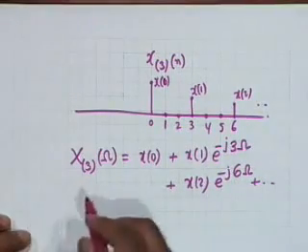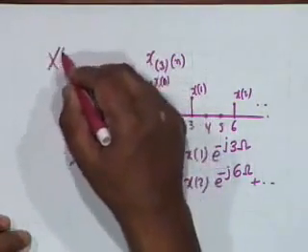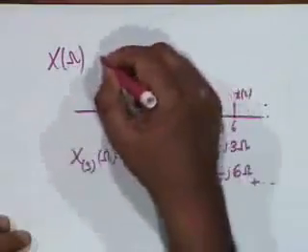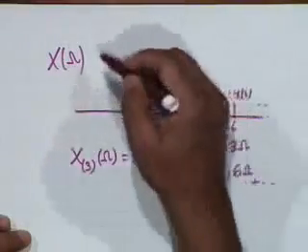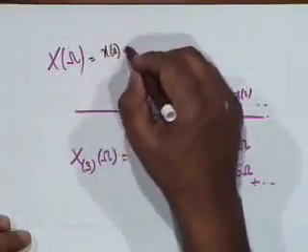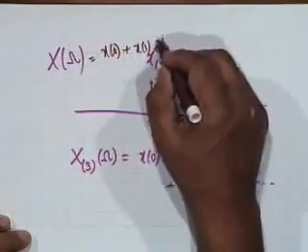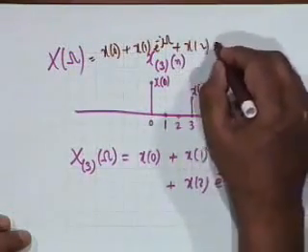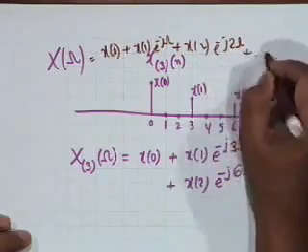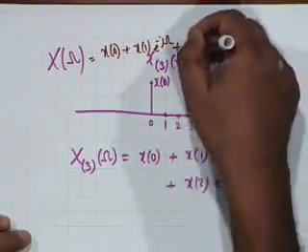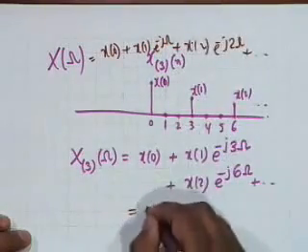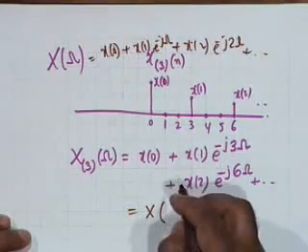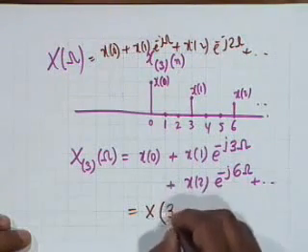Don't you see, if you compare this with the definition of capital X of omega, what is capital X of omega? It is x of 0 plus x of 1 e to the minus j omega plus x of 2 e to the minus j 2 omega, and so on. If you compare this with this, don't you see that this is simply capital X of what? 3 omega.